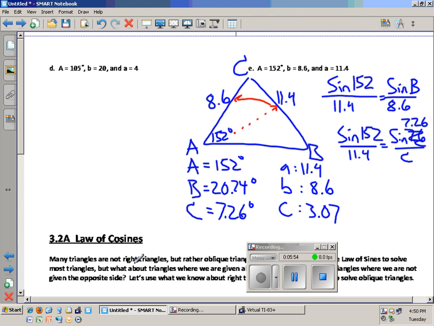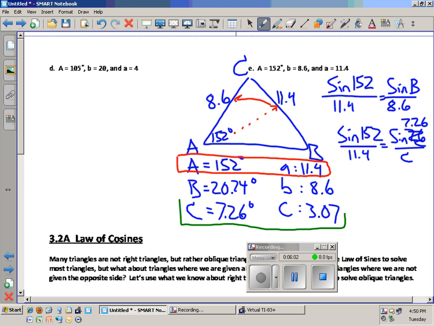As you check your solutions, 152 corresponds with 11.4. That's the largest. As you look, you have 7.26 corresponds with 3.07. That is the smallest. You have one solution as we followed our decision tree. That wraps up our law of sines. We'll then head to the law of cosines.